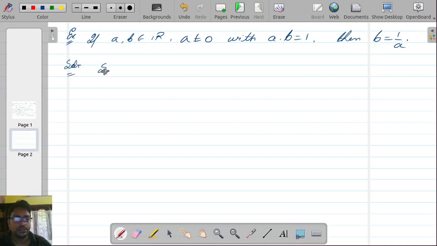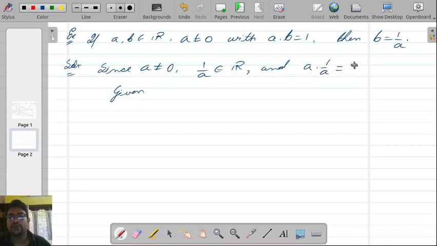Solution: since a is not equal to 0, by our field axioms, 1 by a is an element in R. Given that 1 by a is an element in R, what does it satisfy? It satisfies a dot 1 by a equal to 1 equal to 1 by a dot a. This is the property that it satisfies.